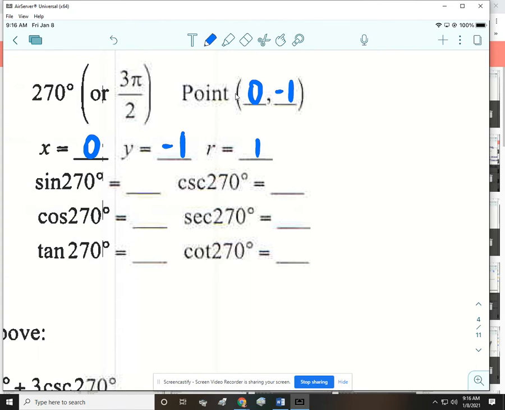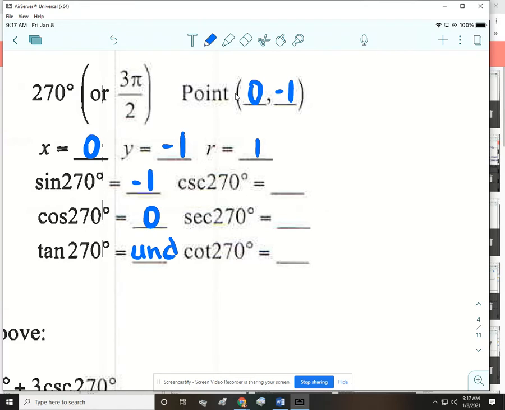Then we'll use our x, y, and r rules. To find the sine of 270 degrees, it's y divided by r, or negative 1 divided by 1. The cosine of 270 degrees is x divided by r, or 0 divided by 1. And for the tangent of 270 degrees, it's y divided by x, or negative 1 divided by 0. Anytime that 0 is in the denominator, it's undefined.